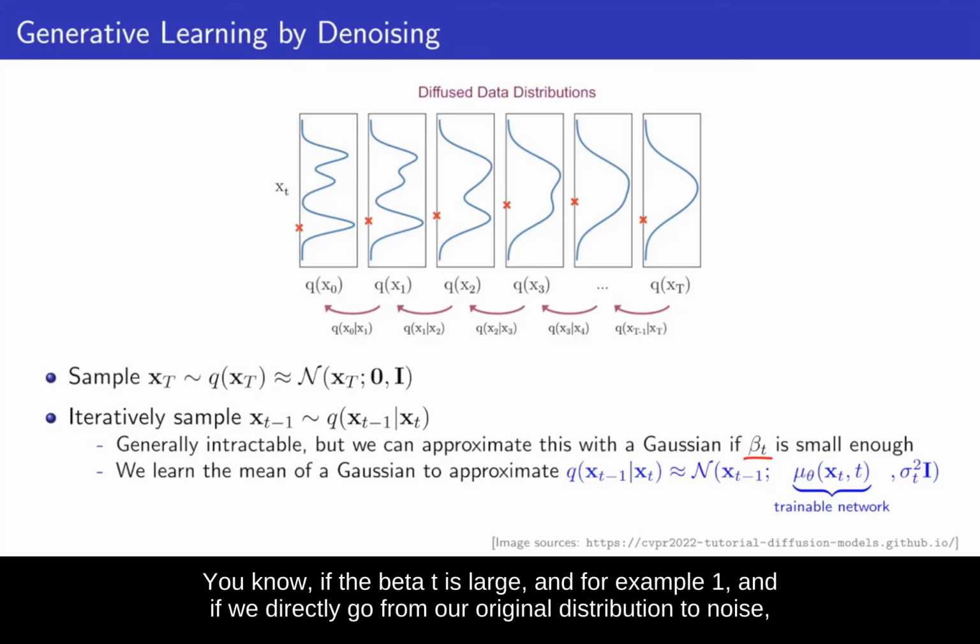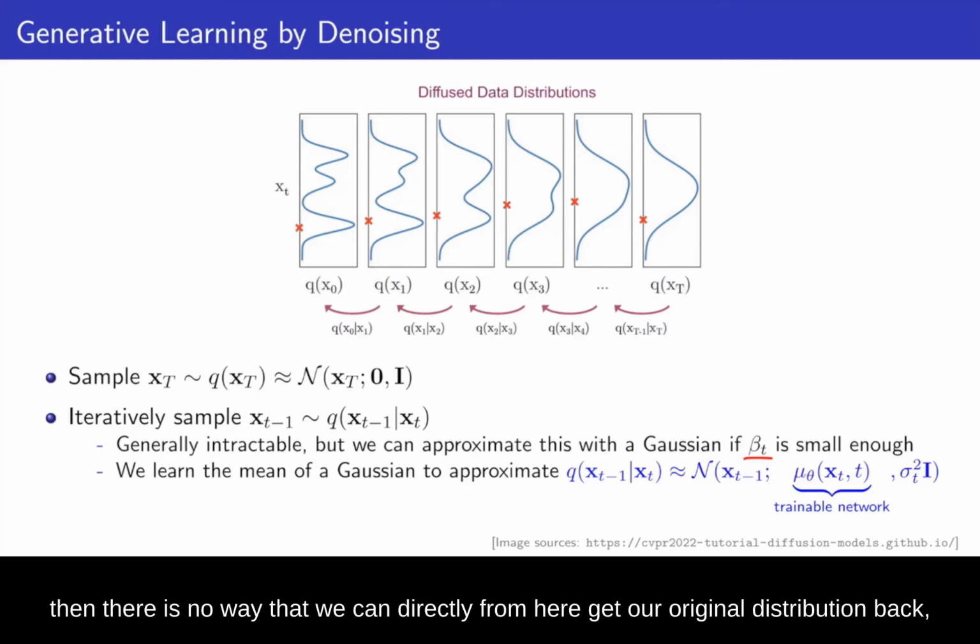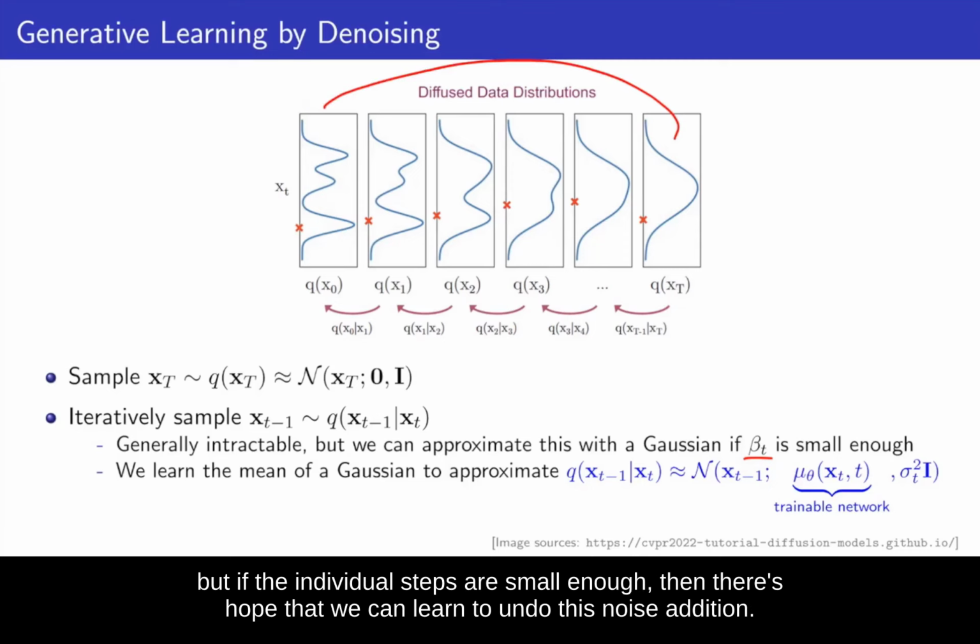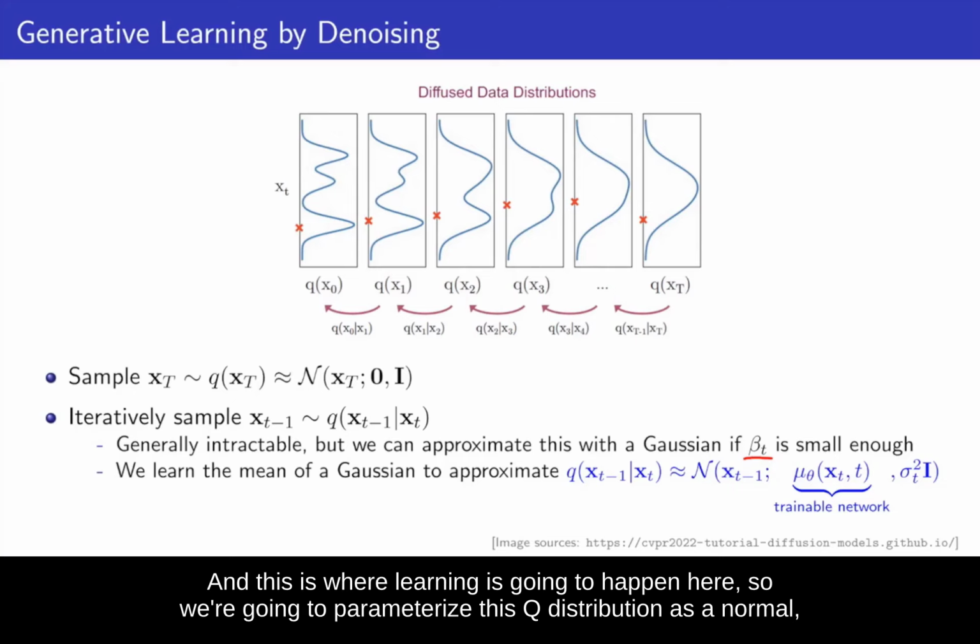If the beta t is large, for example 1, and we directly go from our original distribution to noise, then there is no way that we can directly from there get our original distribution back. But if the individual steps are small enough, then there's hope that we can learn to undo this noise addition. And this is where learning is going to happen.